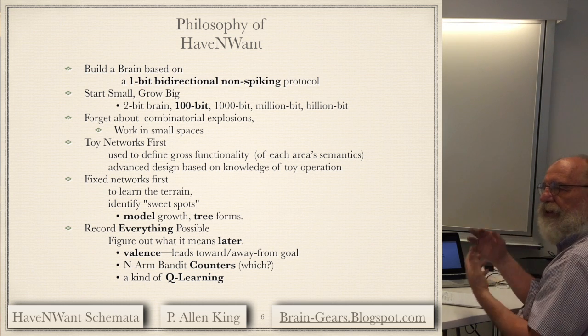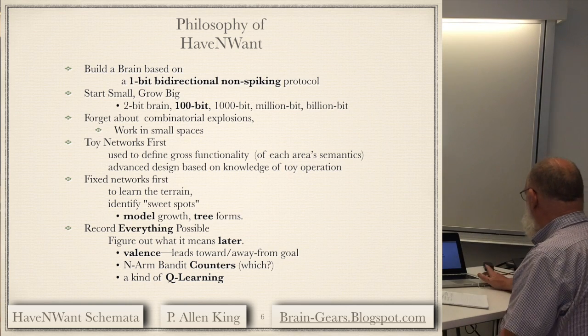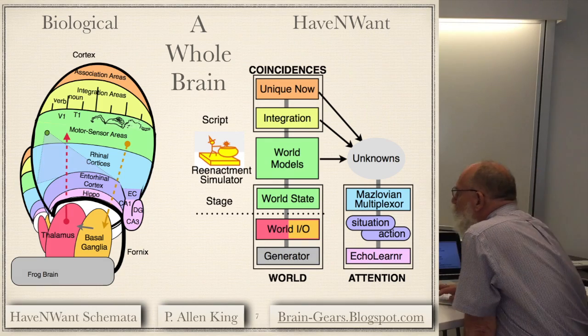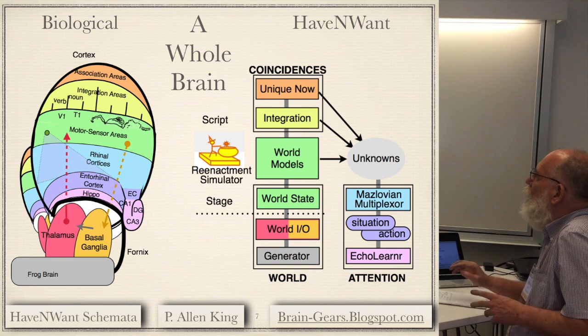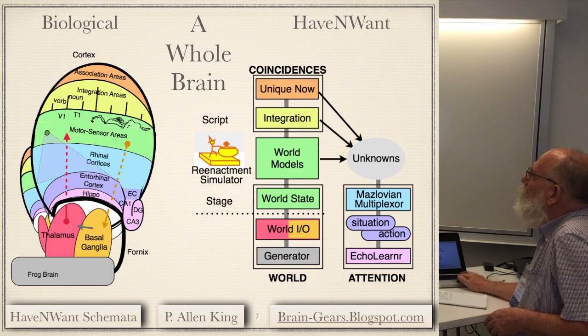So these are the kind of things that guide me in where I'm going, and where I'm going is this picture. This on the left is a brain. On the right is the HaveNWant architecture I'm talking about. The green is the motor sensor areas. So in the cortex, there's two lobes.